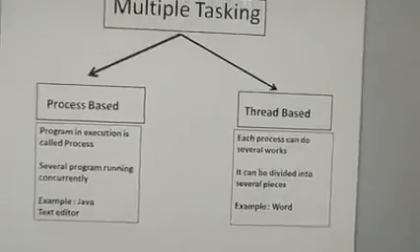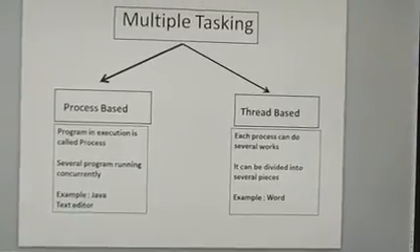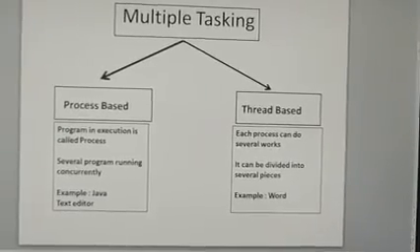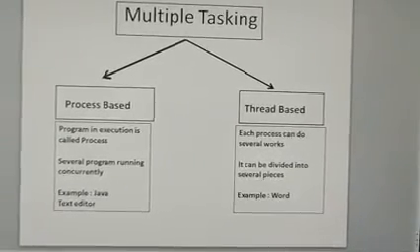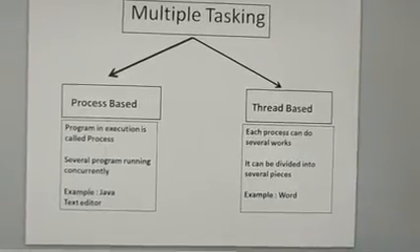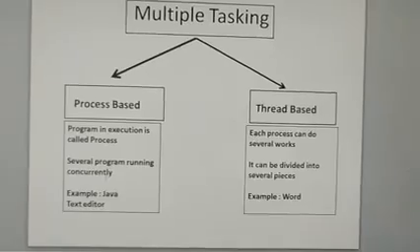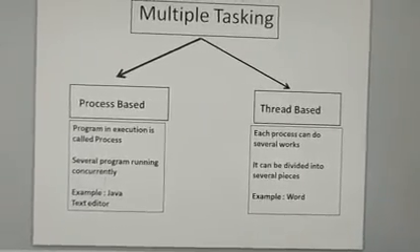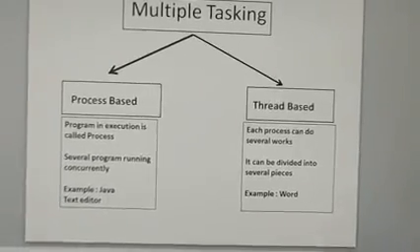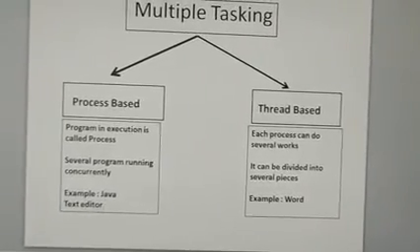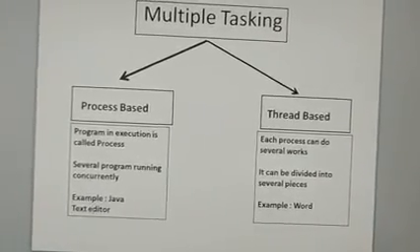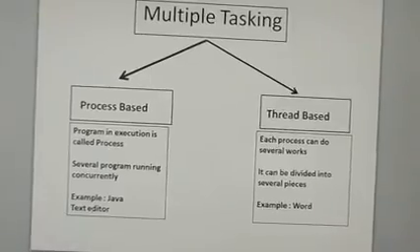Here what we are seeing is multiple tasking, that means process based and thread based. When a program is in execution it is called a process, and when several programs are running concurrently, that is multitasking. Such processes are, as I have mentioned before, CMD or a text editor. In notepad we cannot insert a picture, only text can be inserted.